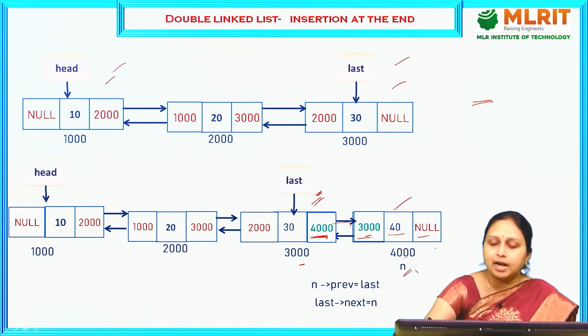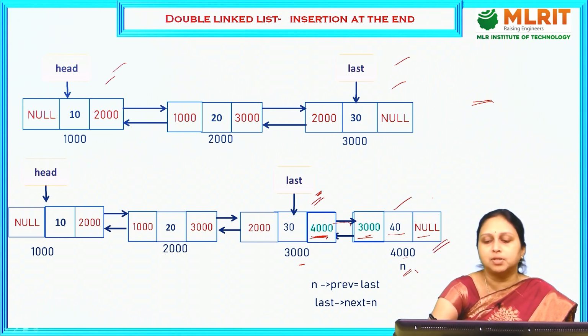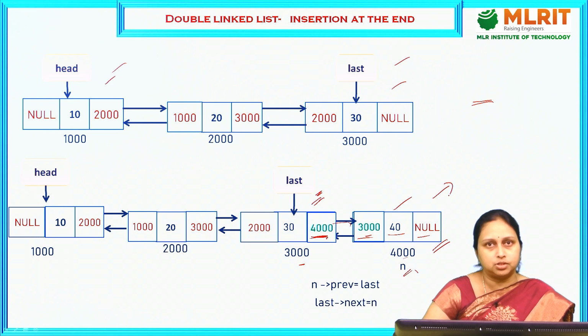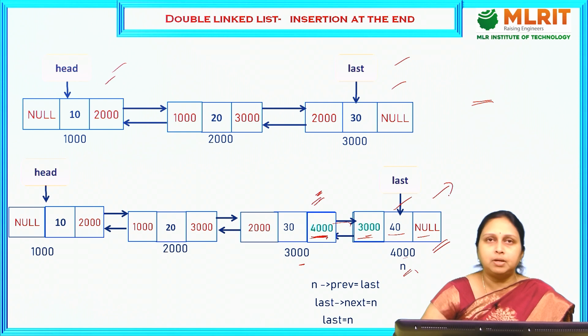Now after adding the new node at the end, this becomes the last node in the list. That's why we move last from here and place it at this node as the last node. This is how we implement inserting a new node at the end of the list.